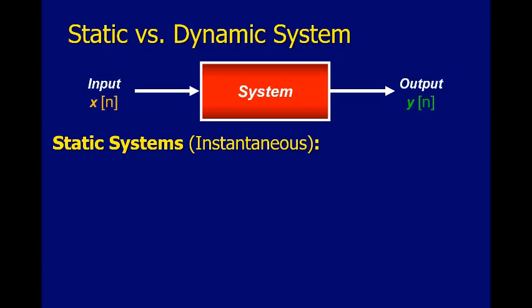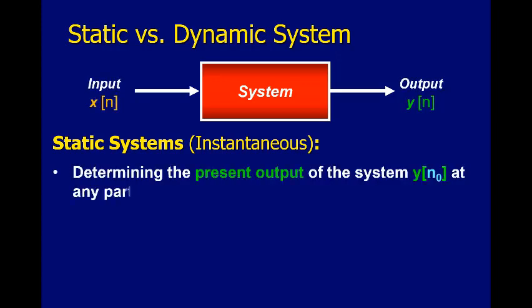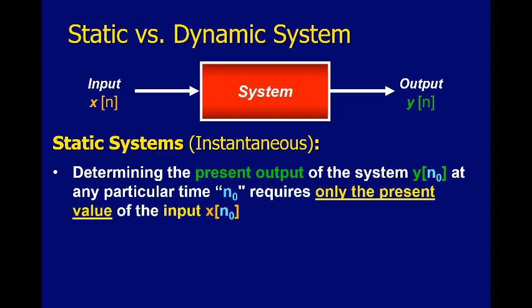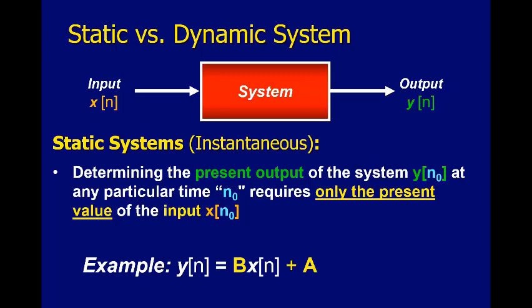So static systems are called instantaneous systems, meaning if I'm computing the present output, you only have to tell me the present value of the inputs. I don't need to know about the past. I definitely don't need to know about the future.